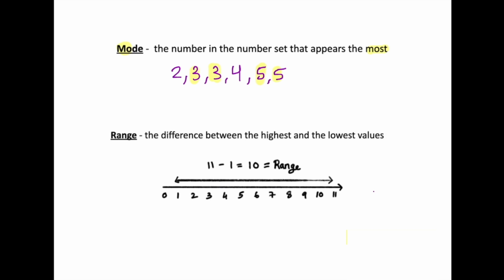Finally, we're going to talk about the range. The range is the difference between the highest number and the lowest number. Difference means to subtract. So we're going to take the highest number minus the lowest number. In our data set, our highest number is 11, and our lowest number was 1. 11 minus 1 is 10. What that means is that there's 10 spaces in between our highest and our lowest number.